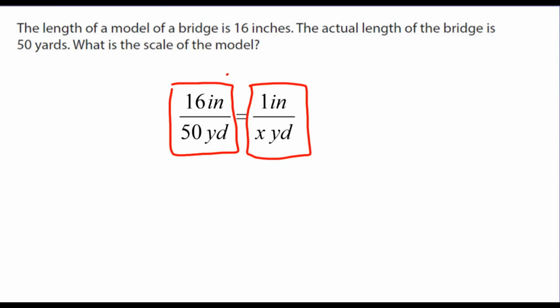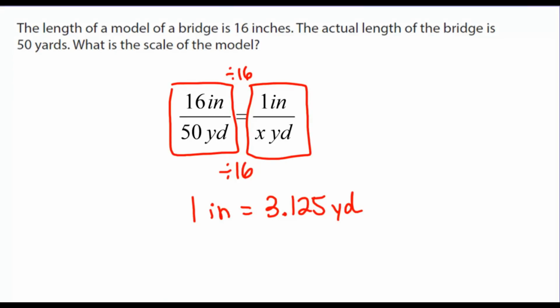So again, dividing by 16 would tell me how many yards 1 inch is. So if you take 50 divided by 16, you get 3.125. So the scale in this case is 1 inch equals 3.125 yards. And that's just one way to write it. Again, we could write this scale in the other two ways using the colon or in fraction form. I just chose to use the equal sign there for that.